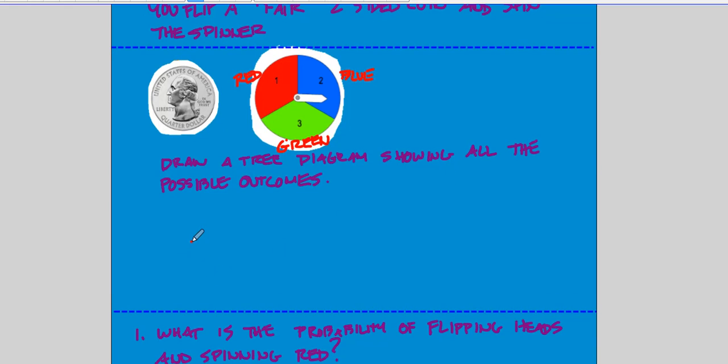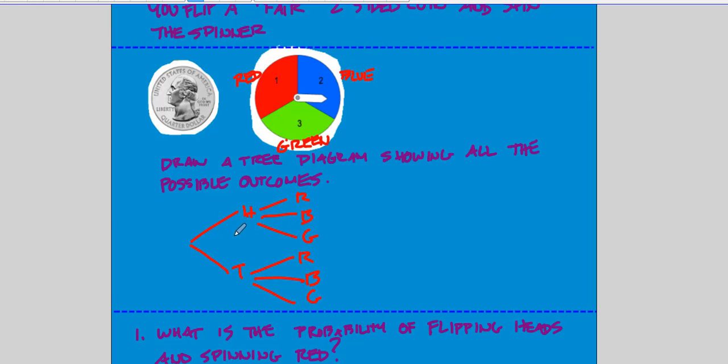So I'm going to start here. First I'm going to flip the coin. So either I get heads or tails. Okay, then I spin the spinner. I could get red, blue, or green. Likewise, if I got tails on the flip, I could then on the spin get red, blue, and green.